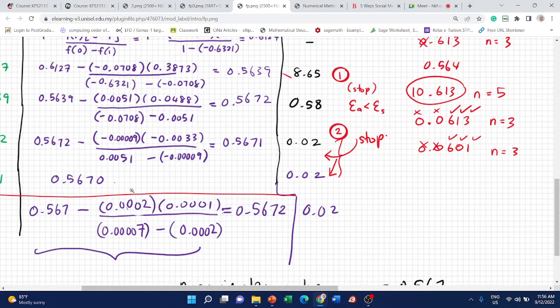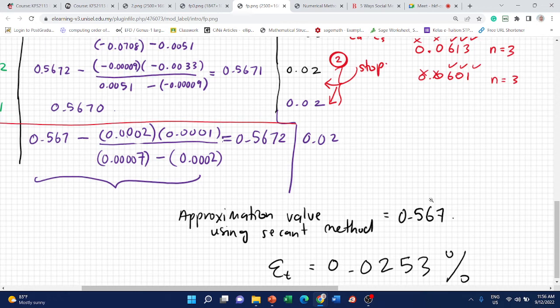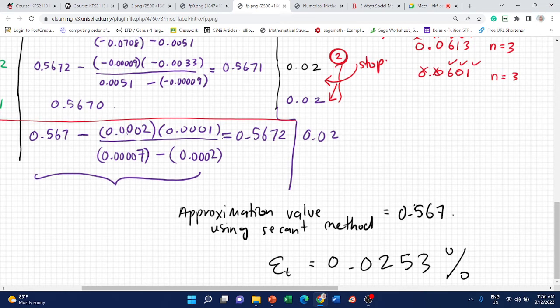So in this second method, we are going to take this value. The approximation value is 0.567. So we take the second one here. The approximation value using the second method is this one, 0.567. Then you check the relative error, 0.0253. I'll just show the percentage. You're supposed to know how to get this value.